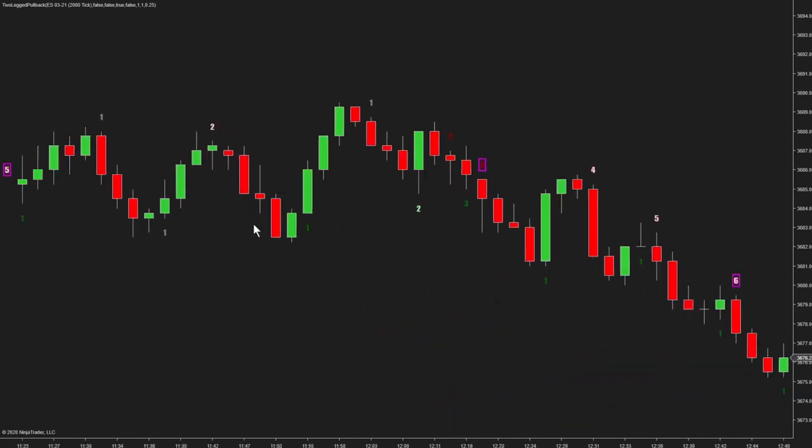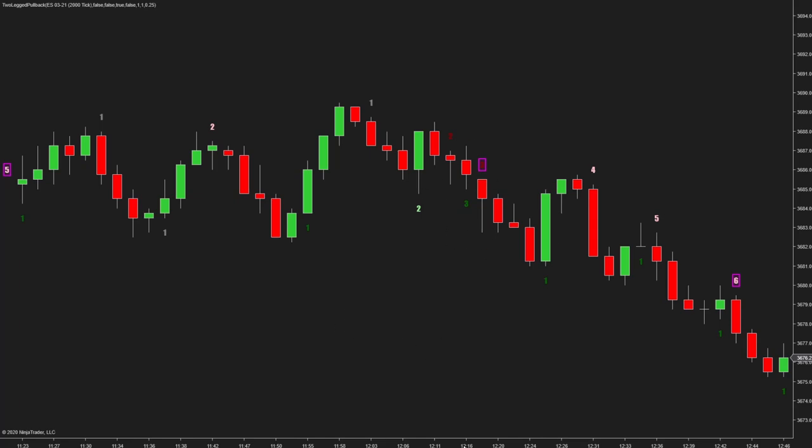For instance, we have bull legs here counting up 1, 2, 3, and simultaneously we have the bear legs counting 1, 2, and 3, where the numbers are both increasing. That typically happens during triangles where you have higher lows and lower highs. Finally, at its apex, breaking down in this particular situation.